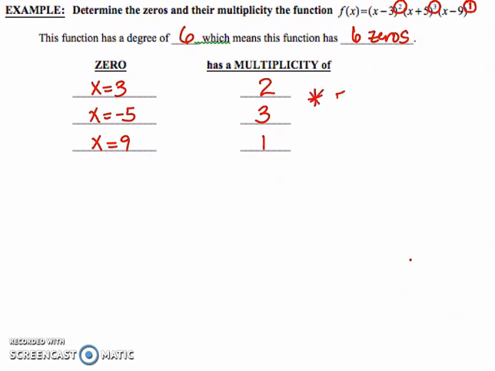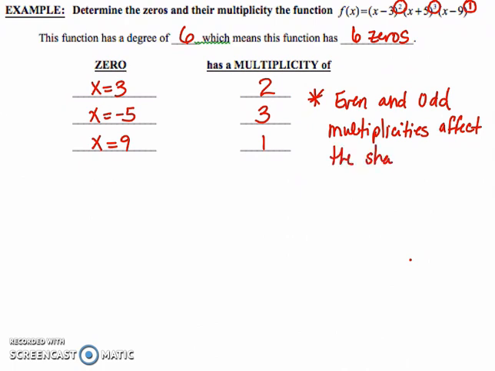And I want to add a little note here that even and odd multiplicities affect the shape of the graph. Okay, and we will talk about how they affect the shape of the graph in the next slide here.